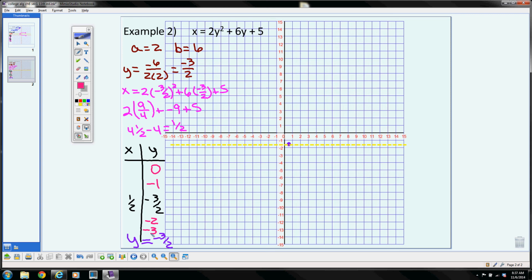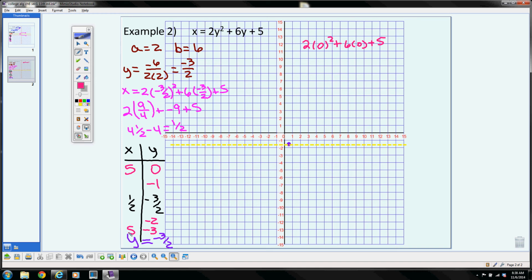Plug your 0 into the original equation to get your x value. It's going to be 2 times 0 squared plus 6 times 0 plus 5, which is just 5. So go over here and put a 5 here because of symmetry. We know at negative 3 it's also going to be 5.